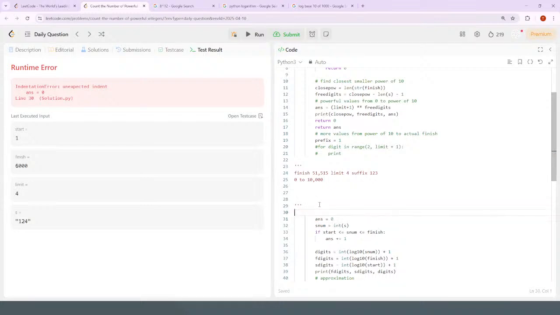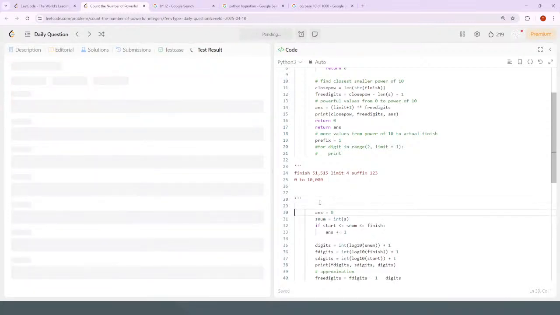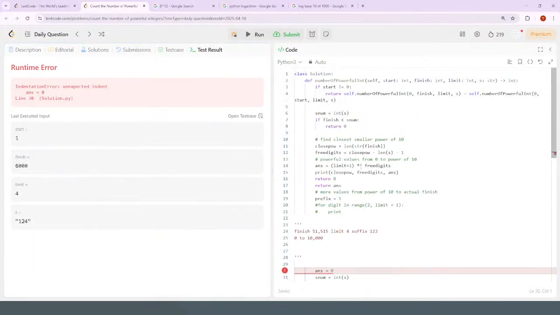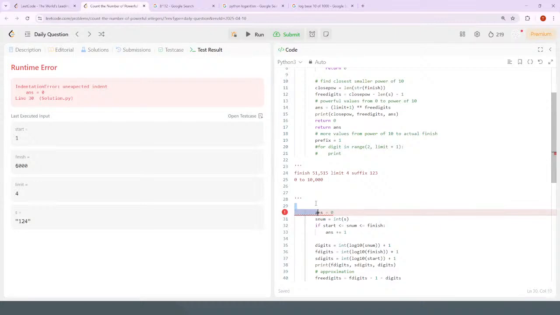Expected indent. How do I remove your incorrect indentation? Am I indenting this wrong? What's going on here? Okay, let's just move this to the end.